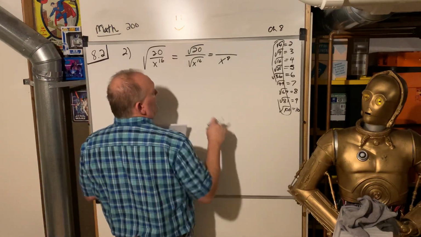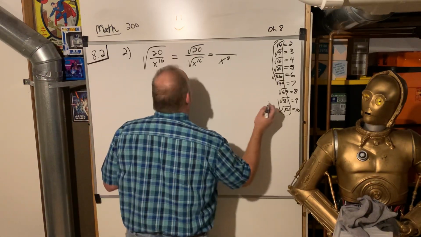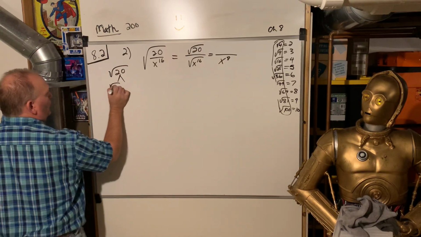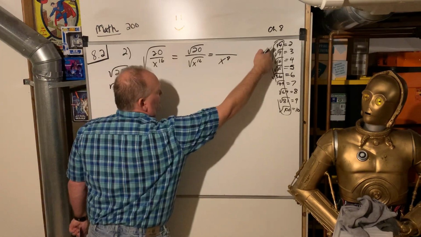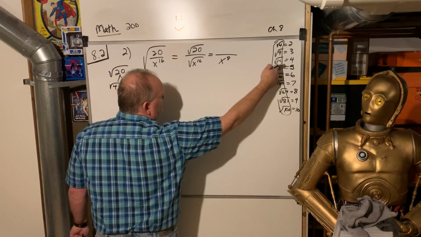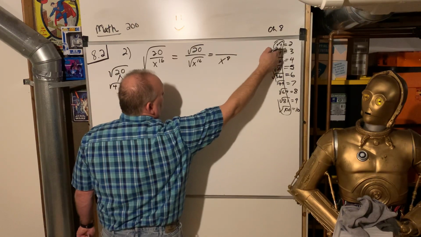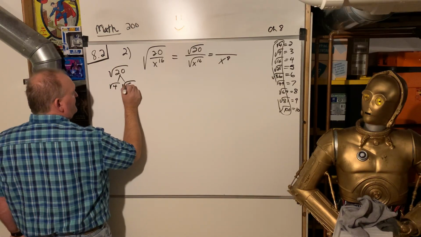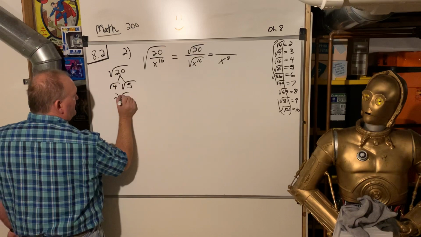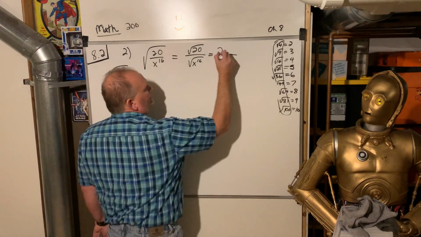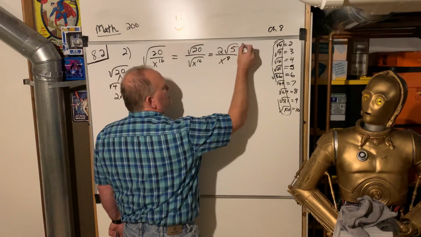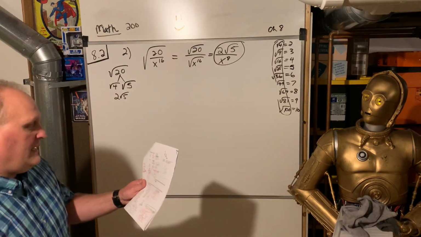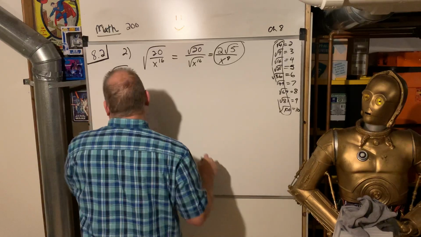The square root of 20, however, let's think about that. The square root of 20 is the square root of 4, that's perfect. You look at things less than 20. 16 doesn't go into it evenly. 9 doesn't go into it evenly. 4 does. So the square root of 4 times the square root of 5, and that's 2 square roots of 5. So 2 square roots of 5 over x to the 8th would be that answer. And then the last one.